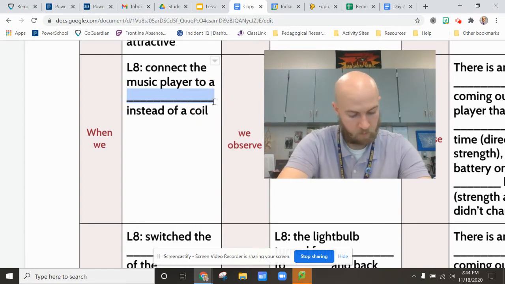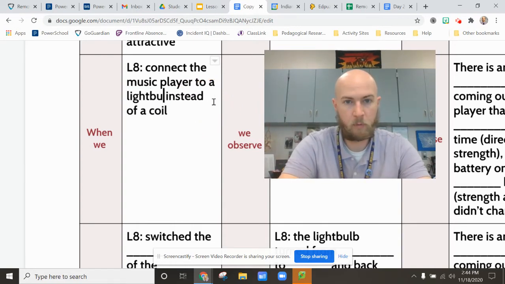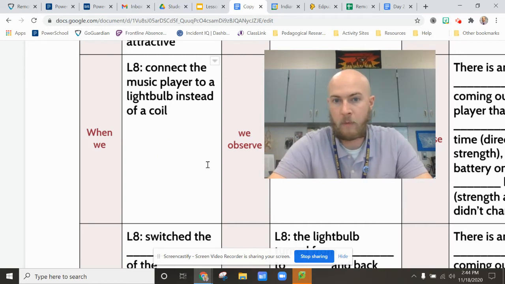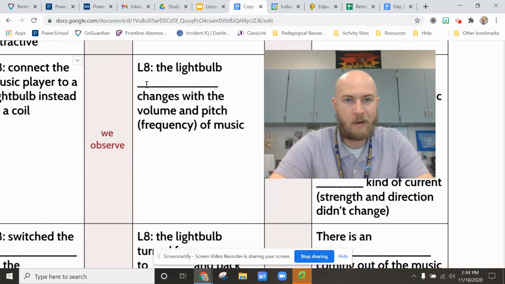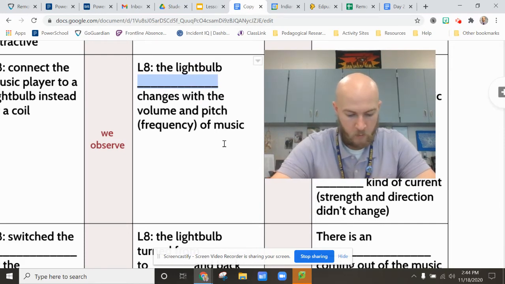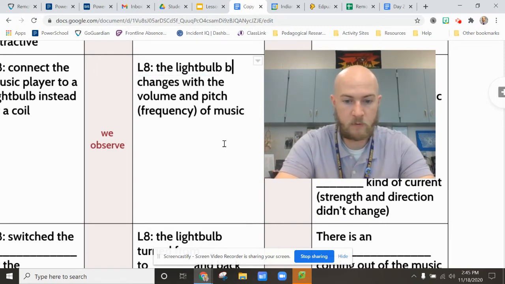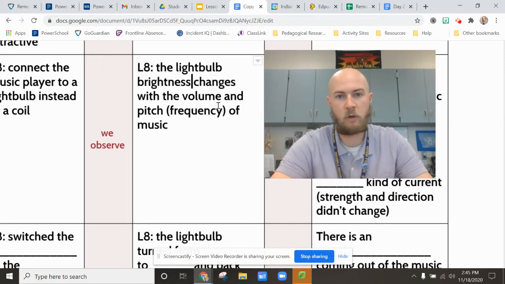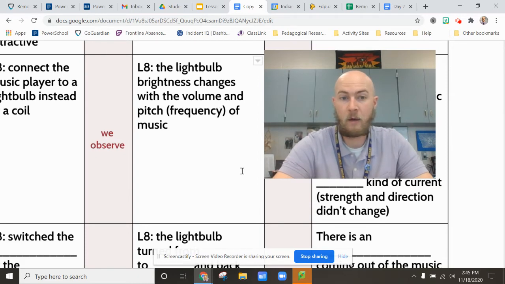We connected our music player to a light bulb instead of a coil of wire. Now, when we did that, what did we see the light bulb do? Okay, so when we connected a music player to a light bulb instead of a coil, we saw that the light bulb's brightness changed with the volume and pitch.